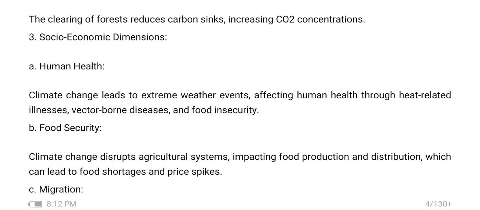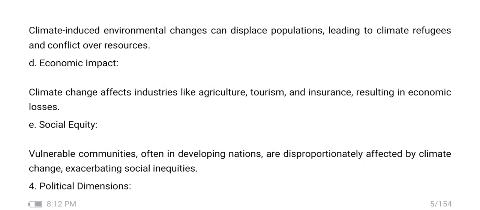Socio-economic dimensions. Human health. Climate change leads to extreme weather events affecting human health through heat-related illnesses, vector-borne diseases, and food insecurity. Then food security. Climate change disrupts agricultural systems, impacting food production and distribution, and can lead to food shortages and price spikes. Migration. Climate-induced environmental changes can displace populations, leading to climate refugees and conflict over resources.